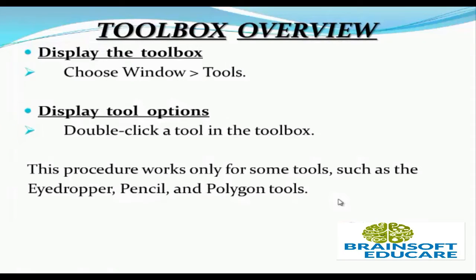Toolbox overview. Display the toolbox. Choose the Window menu, then click on Tools. Display tool options. Double click a tool in the toolbox. This procedure works only for some tools such as the eyedropper, pencil and polygon tools.